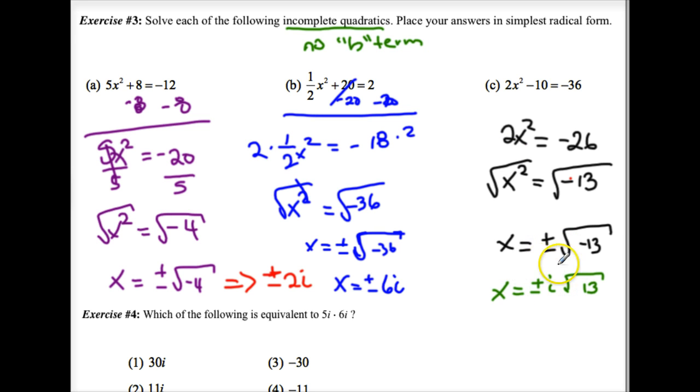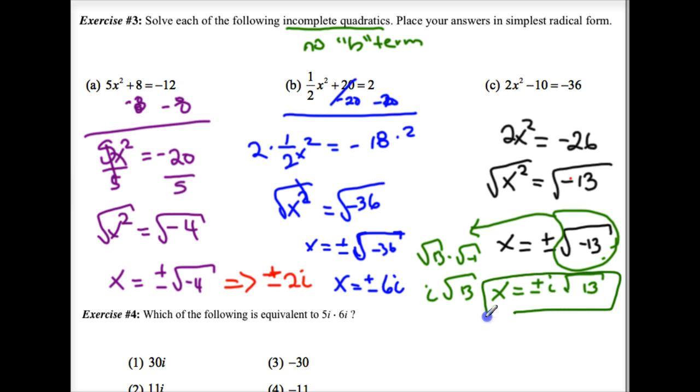Remember, this right here can be broken down as square root of 13 times square root of -1. The square root of -1 is i, and then you're left with square root of 13. That's how I got this, and this is your final answer.